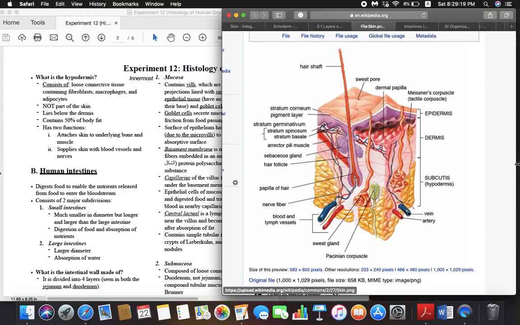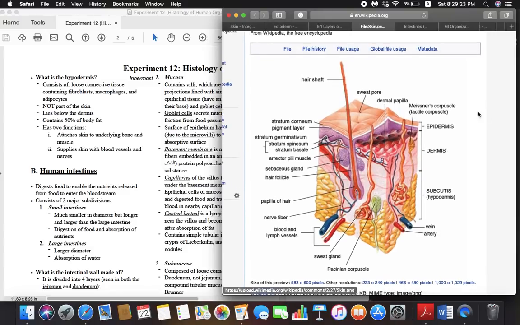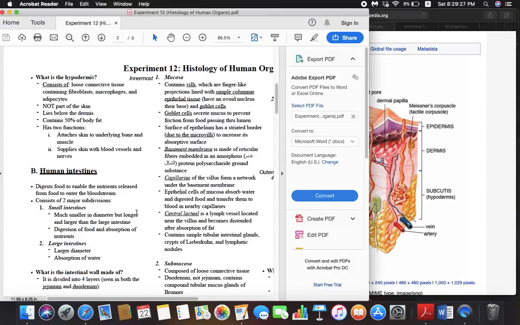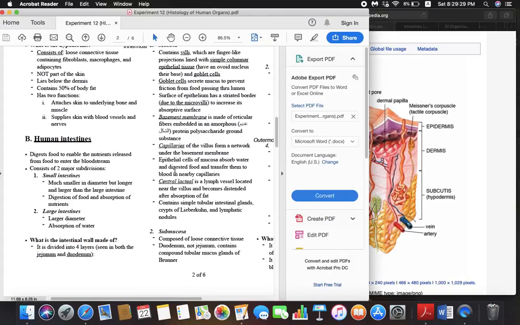But remember, the hypodermis is not a part of the skin. It's part of the integumentary system. The skin is the epidermis plus the dermis. With this, we finished human skin.